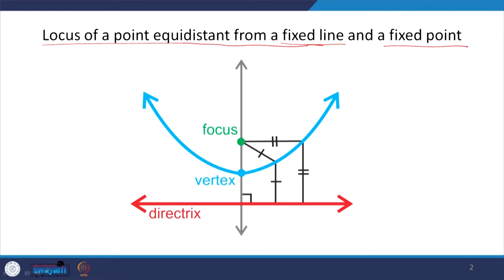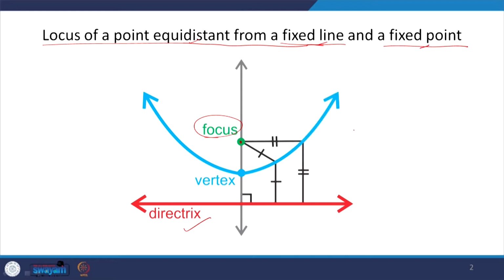So this is the fixed point which is called the focus of the parabola, and this fixed line is called the directrix of this parabola. Now the path, the locus of this point which is equidistant from these two, is a parabola.